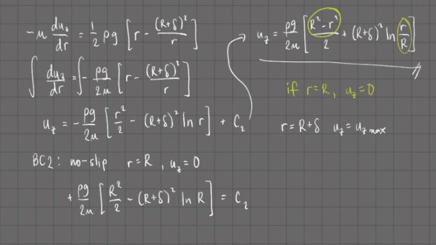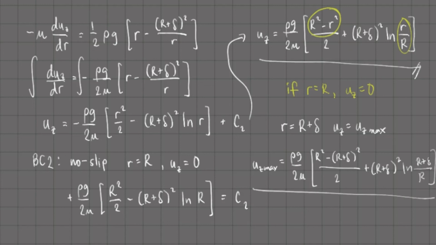We would have u sub z maximum equal to rho g over 2 mu multiplied by the quantity capital R squared minus capital R plus del squared all over 2 plus capital R plus del squared ln of R plus del over capital R. This is now our maximum velocity expression for the flow. This exists at the free surface. Of course, we can still apply some simplifications to this equation, but I am just showing you how to determine the maximum velocity of the flow. It always has something to do with the position.